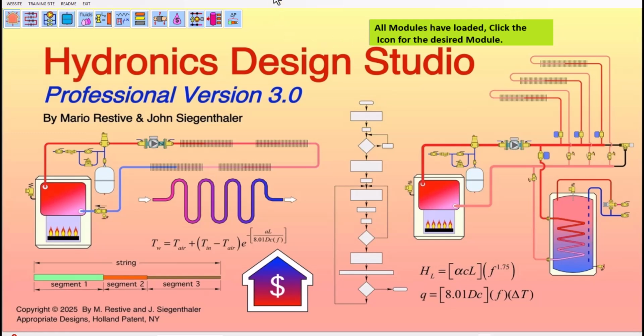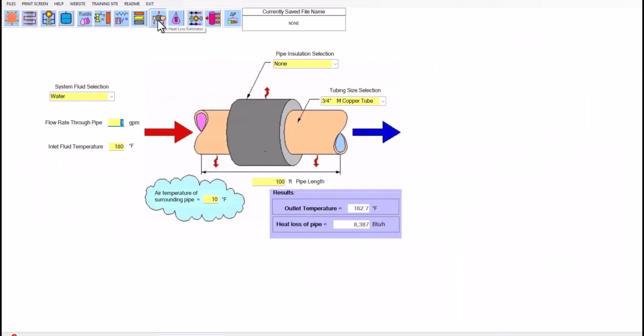Again, to get into this program, we start at the start screen, and then bring up the icon, pick the icon pipe heat loss estimator. And here you can say, okay, we have no insulation, 3/8 foam, 1/2 inch fiberglass, 3/4 inch foam, and so forth. So let's pick a 1/2 inch foam.